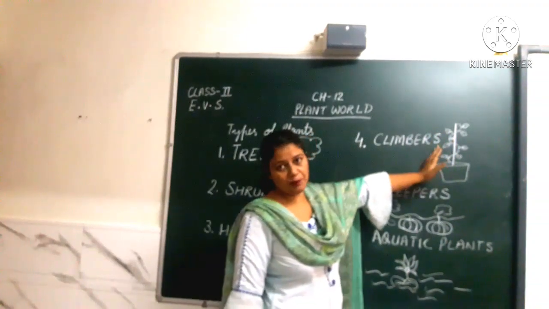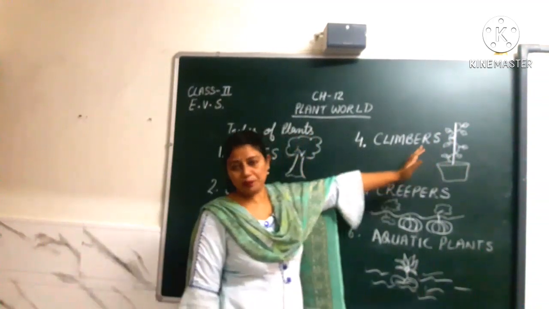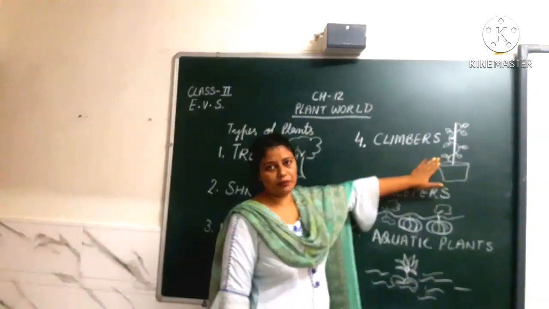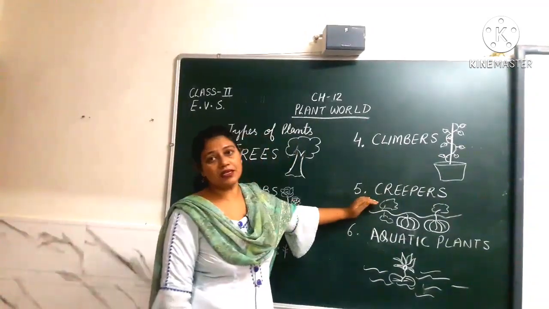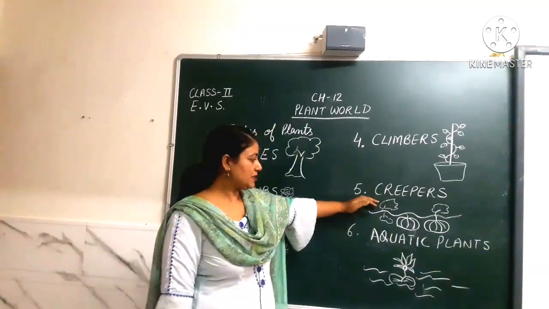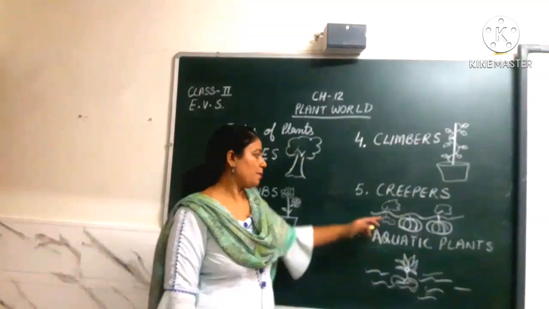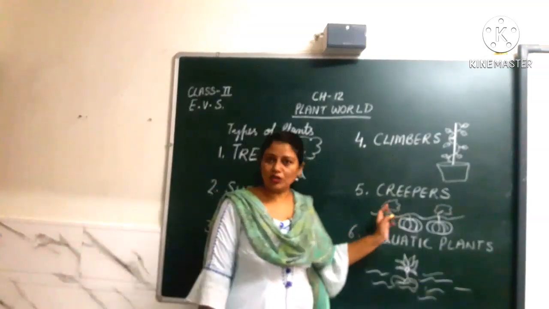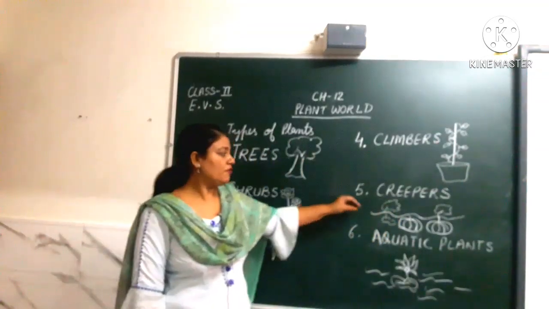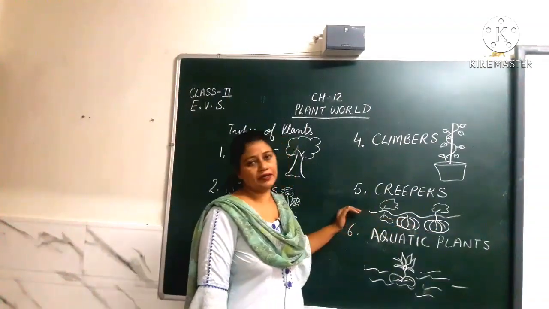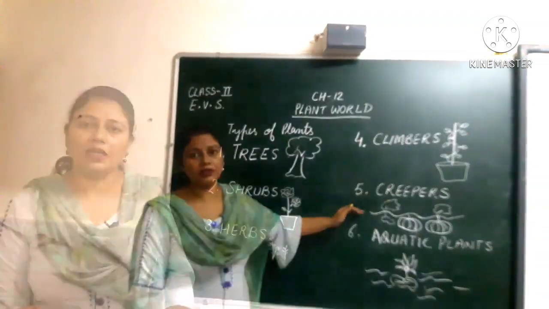For example, money plant. You grow money plant in your home. These are called climbers. Next is the creepers. Creepers grow along the ground. Pumpkin and bottle gourd, all these vegetables that grow along the ground, those plants are called creepers.